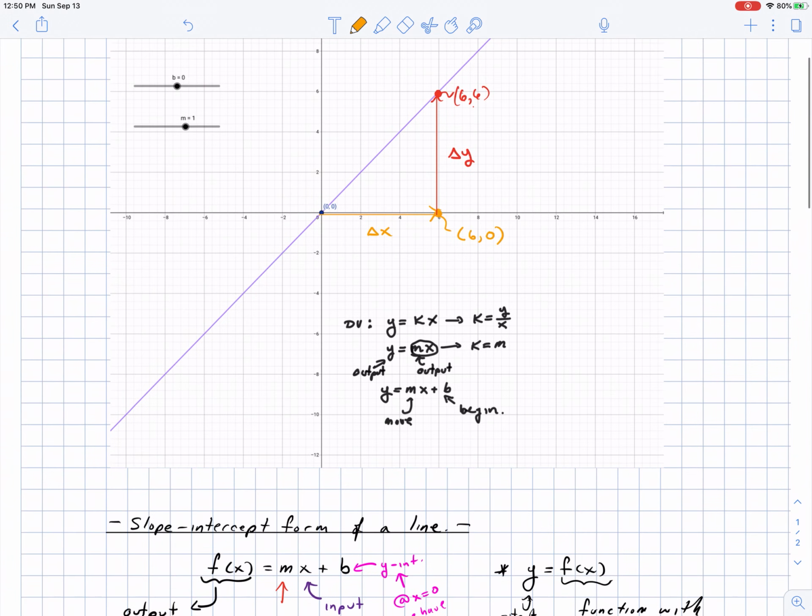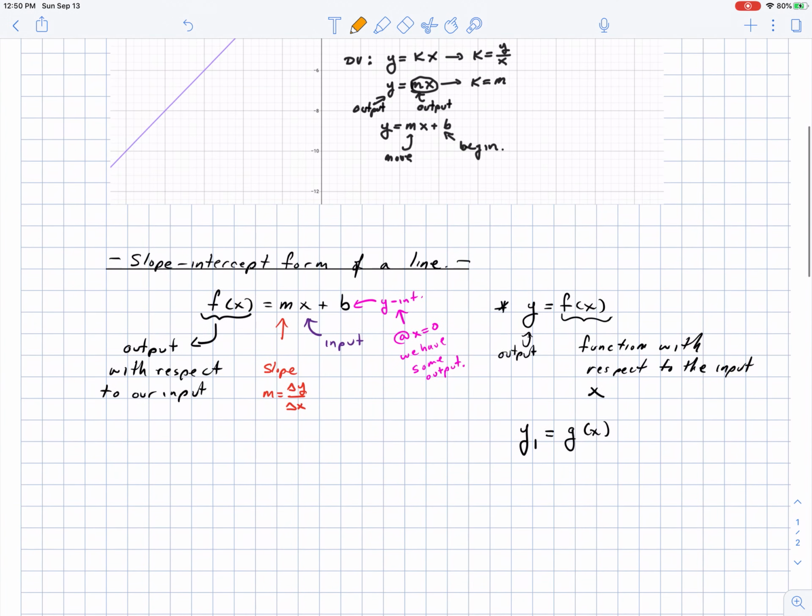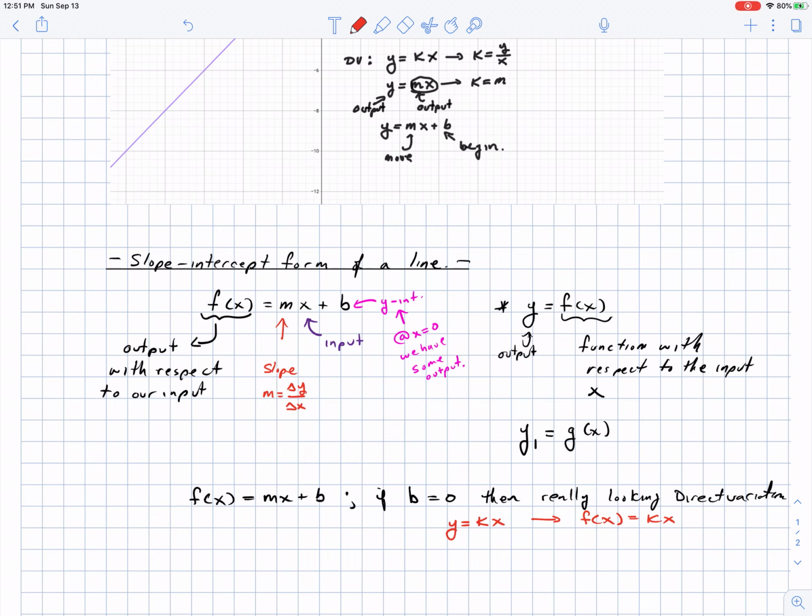When we have b equals 0, we have our direct variation. So when we look at this, we can say maybe f of x equals mx plus b, but if b equals 0, then we're really looking at direct variation. Okay. Remember, that means it would look something like this. What we did was we took y equals kx, right? But now, under our new notation, we might call it f of x equals kx. Okay? So you'll see why this notation is very powerful, okay?